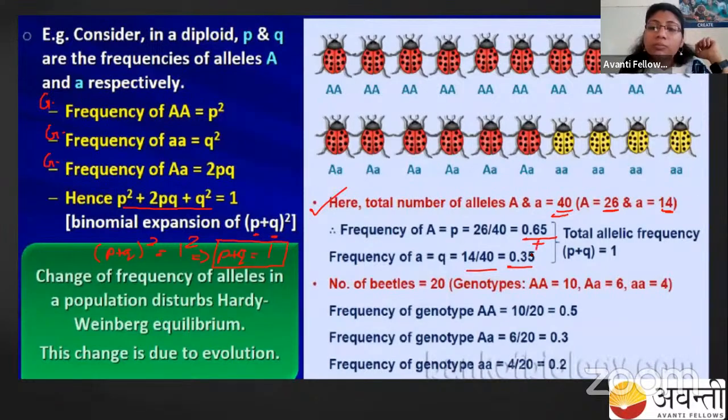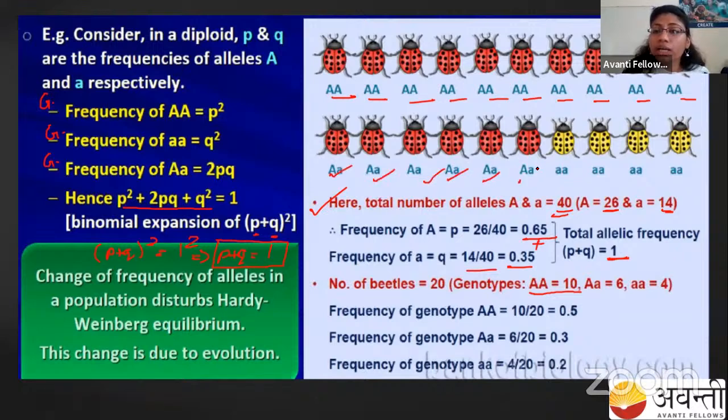If we add 0.65 and 0.35, we get the total allelic frequency 1. That means it represents the Hardy-Weinberg principle. Now moving towards the genotype: as you can see, 1, 2, 3, 4, 5, 6, 7, 8, 9, 10, so 10 are homozygous dominant. Then 1, 2, 3, 4, 5, 6, so 6 are heterozygous, and the remaining 4 are homozygous recessive.